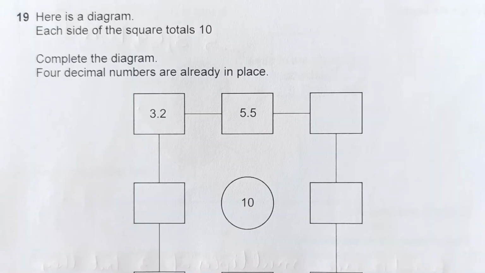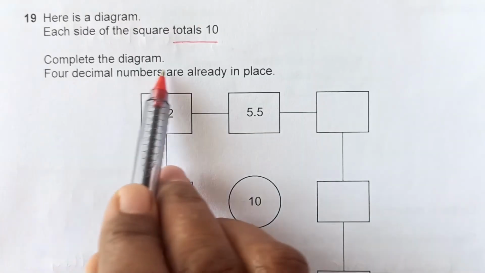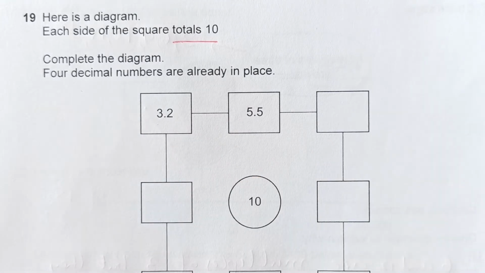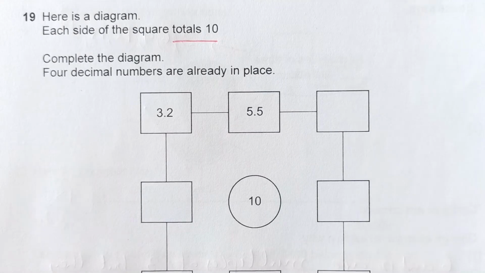Question 19. Here is a diagram. Each side of the square totals 10. Complete the diagram. 4 decimal numbers are already in place. We have these numbers here, but the total should be 10. You can use a calculator for this because this is paper 2, but I'm just doing it mentally without a calculator. So let's start.